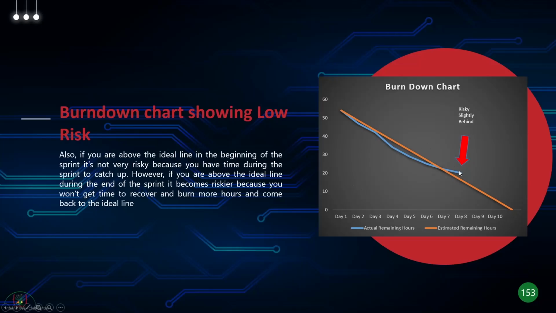So, and there could be multiple reasons. It could just be an administrative task. The team members might have forgotten to fill in their hours that they've actually worked. If that's really the case, it's an easy fix, right? They put in the hours, your line comes below the ideal line, you're back on track. But if there's some other issue the team is stuck on because of which they're not able to progress, that's a problem. That's what you need to deal with, and that's what the burn down chart is showing you clearly.